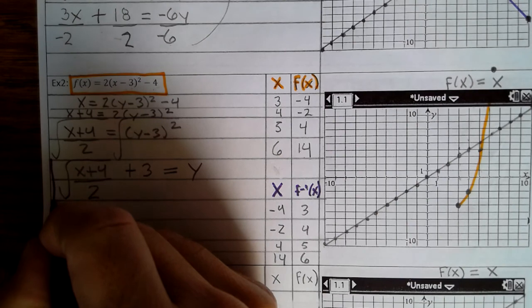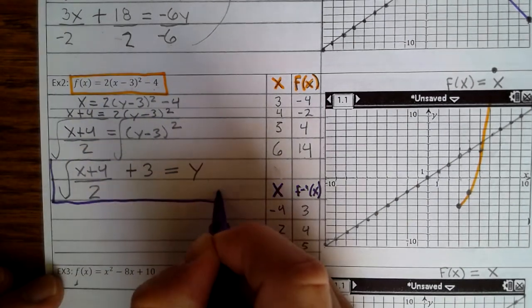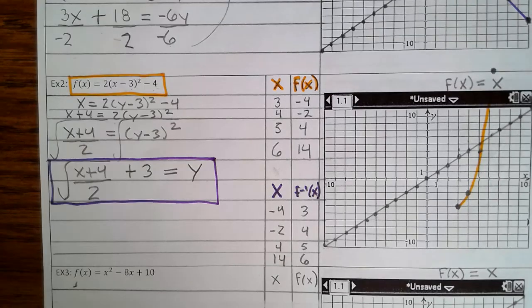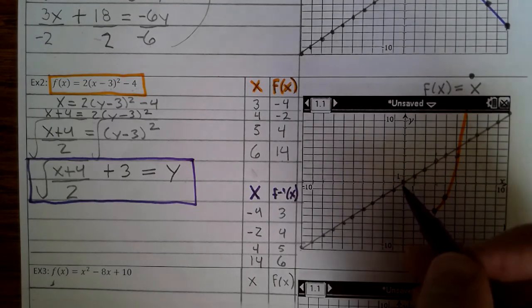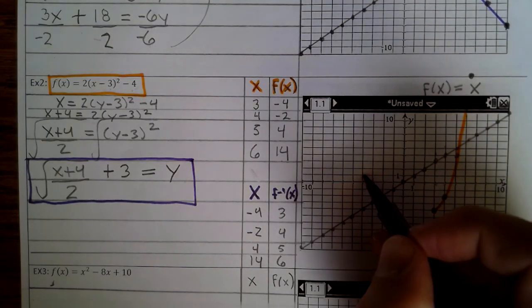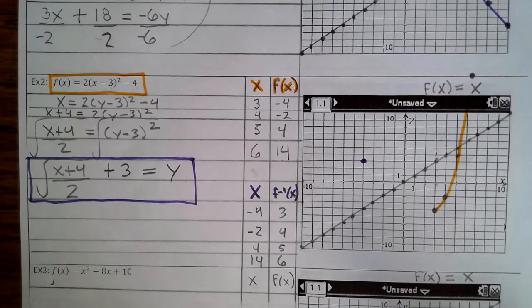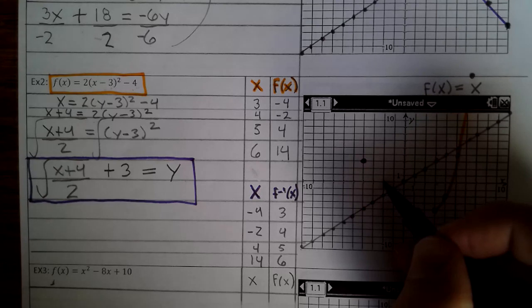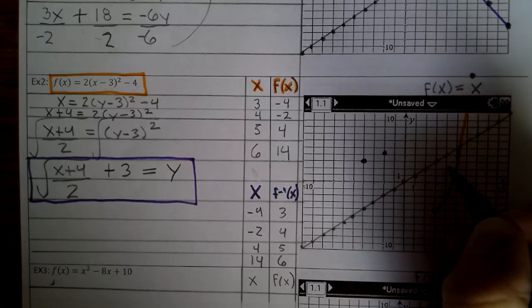All right. Now graph that. Remember, when you're doing inverses, you take the f of x values and you switch them for x. So now our points are negative 4, 3, negative 2, 4, 4, 5, and 14, 6, which is probably somewhere here.